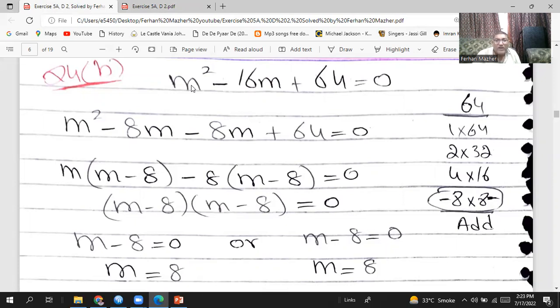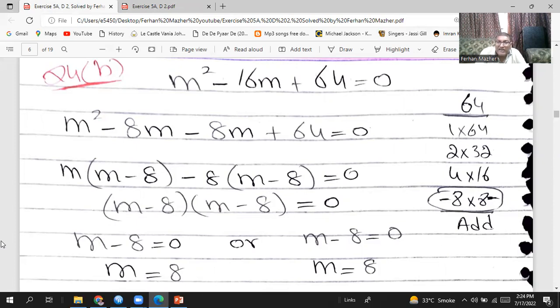From the first two terms, you can take m common, so in the bracket you are left with m minus 8. From the last two terms, minus 8 is common, so in the bracket you are left with m minus 8, equals to 0. Now you have these two terms, and in them the bracket is common. That bracket is m minus 8, so take that bracket common. So in one bracket you will have m minus 8, and in the other bracket you also have m minus 8.